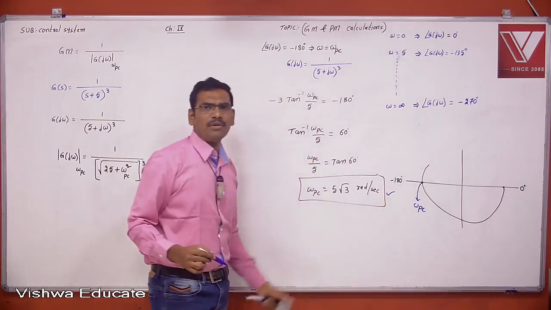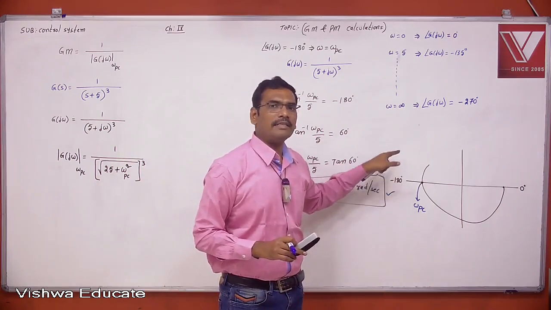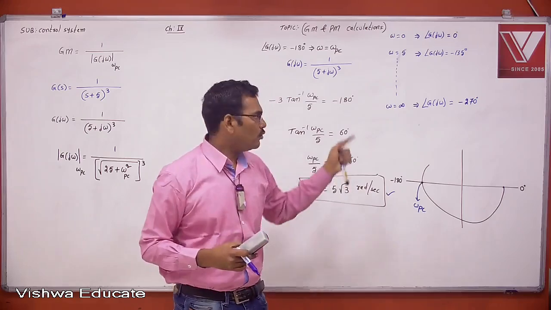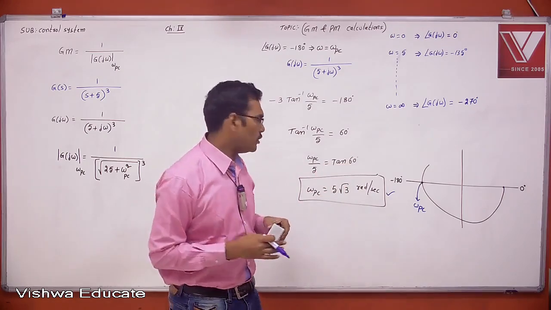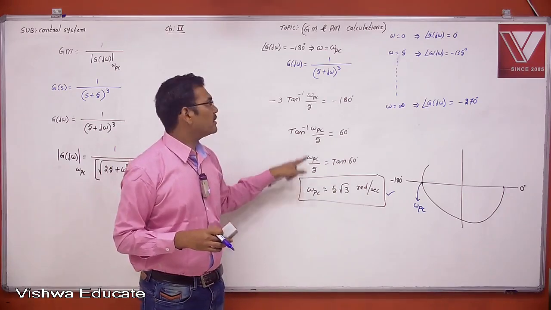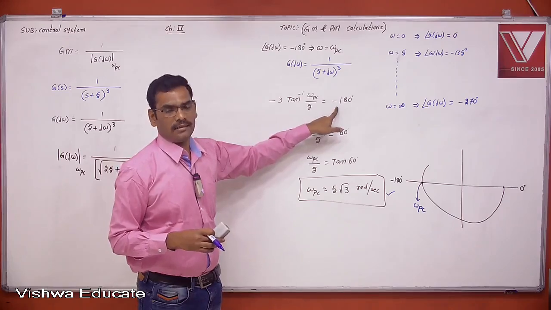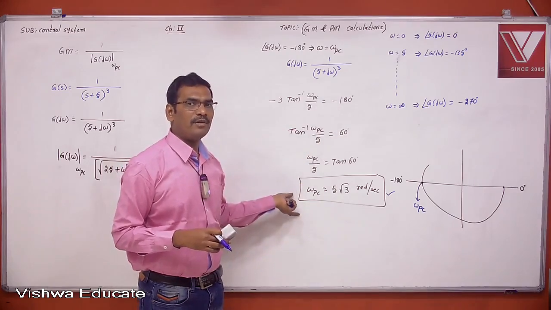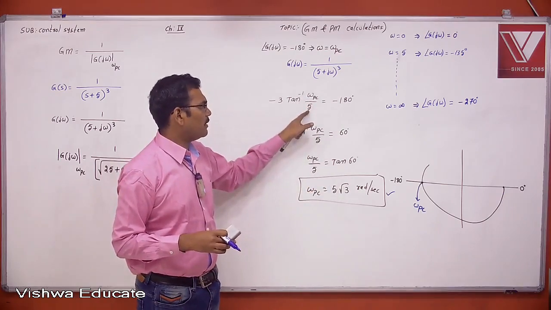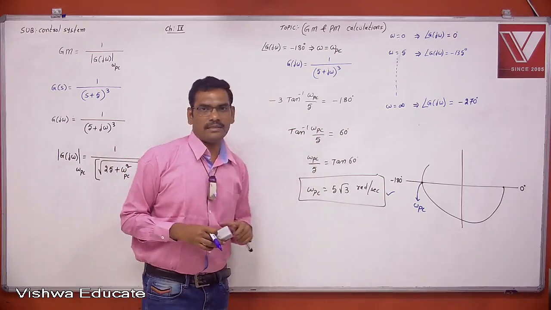But every time you cannot draw the phase plot and check whether the phase is crossing minus 180 degrees or not. Don't check like that, because it will take more time. Then what should you do? Whatever frequency you get, at that particular frequency you can cross-check whether the phase is exactly minus 180 degrees or not, so you can easily identify whether your calculations are correct. 5 root 3, 5 cancels, tan inverse root 3, 60 into minus 3, which is minus 180. This is a valid phase crossover frequency.